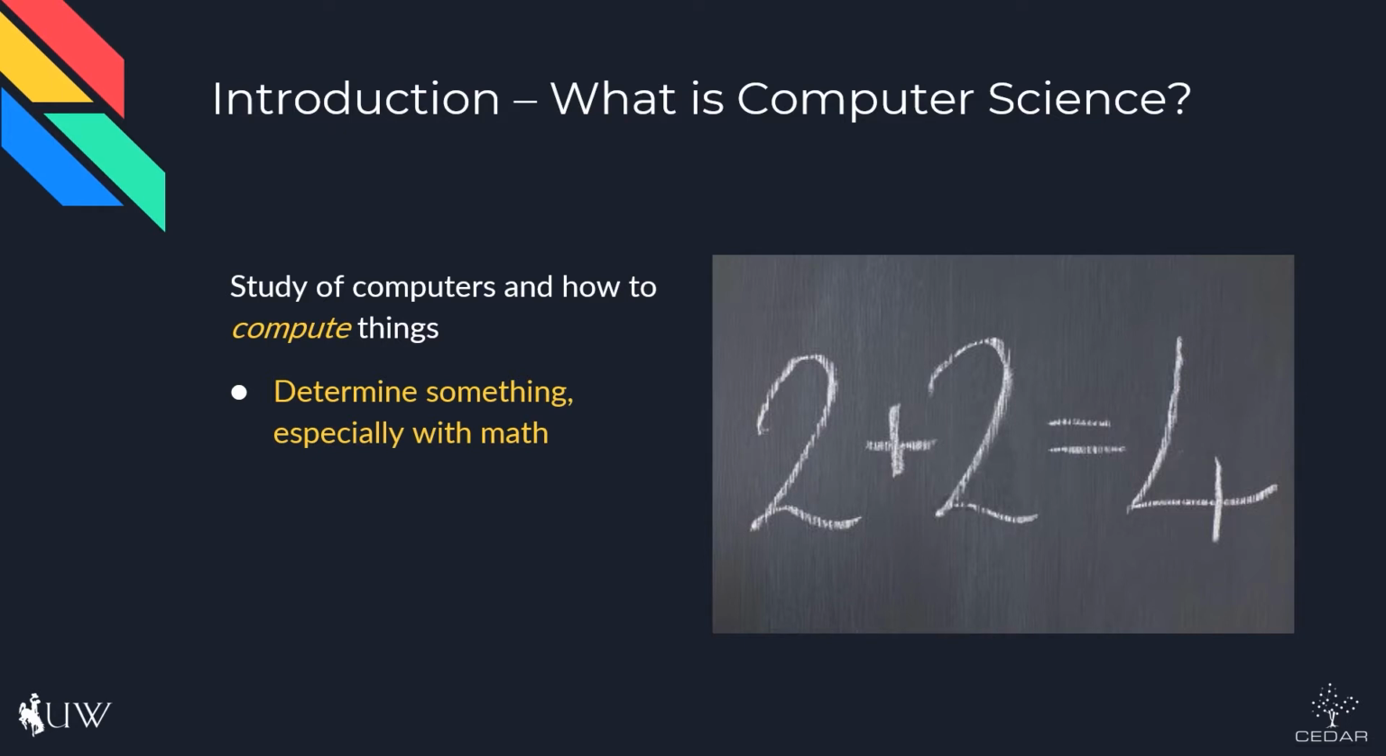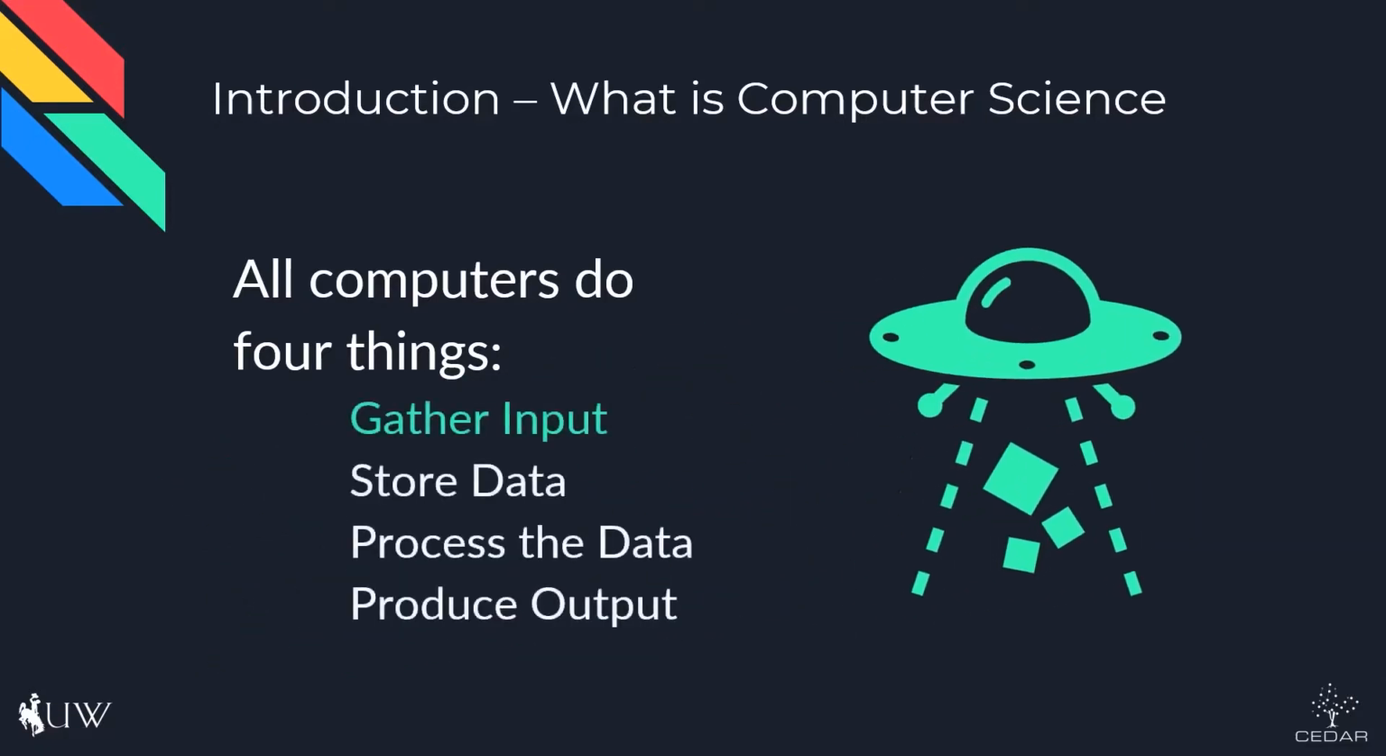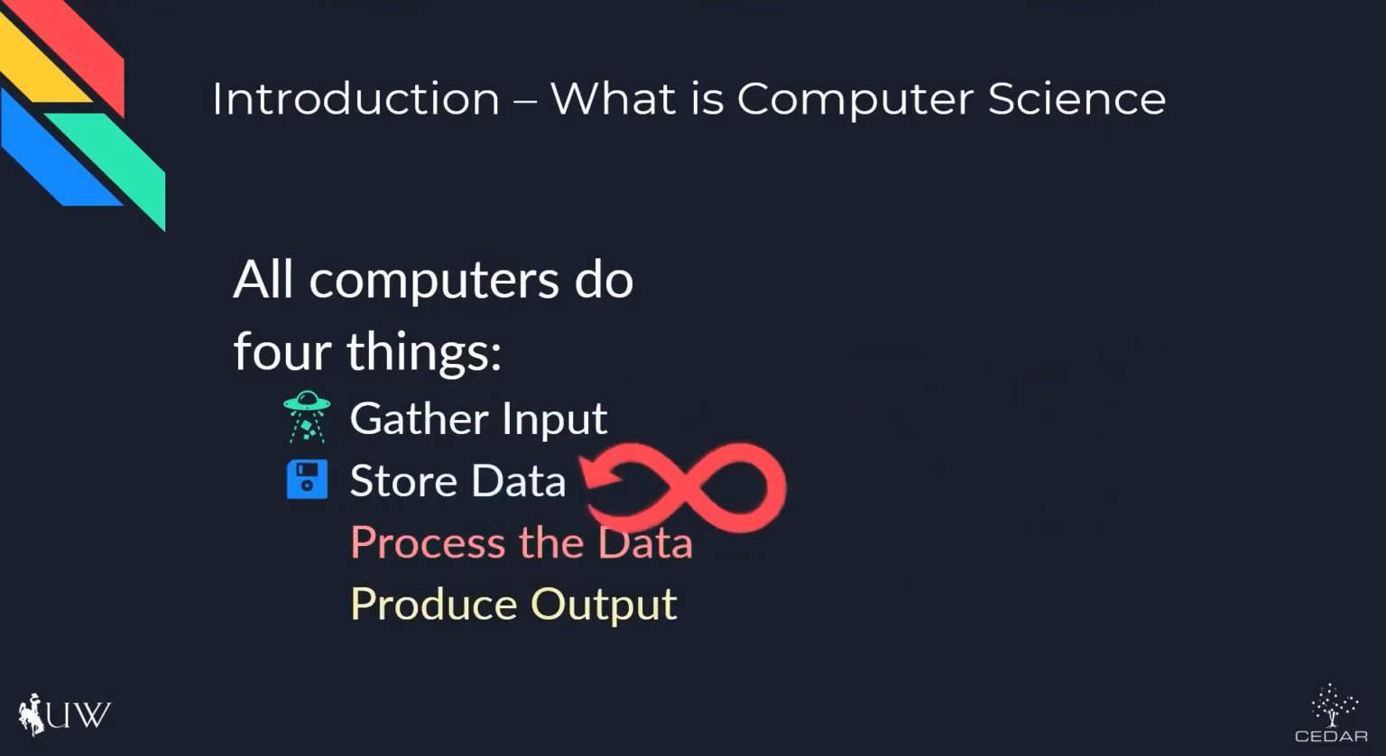First things first. What is computer science? Well, computer science is the study of computers and how to compute things. To compute something is to determine it, especially by using math. So in your head, you can compute 2 + 2 = 4. We use computers to compute all sorts of different solutions to all sorts of different problems. All computers do 4 things. They gather input, store data, process the data, and produce output.